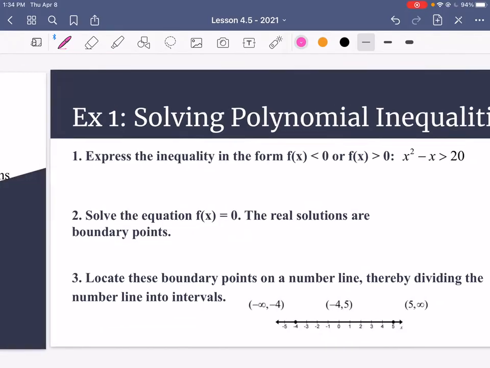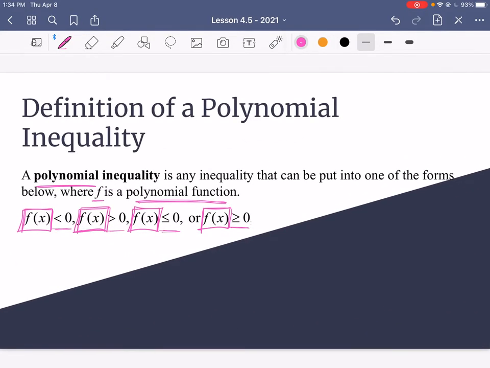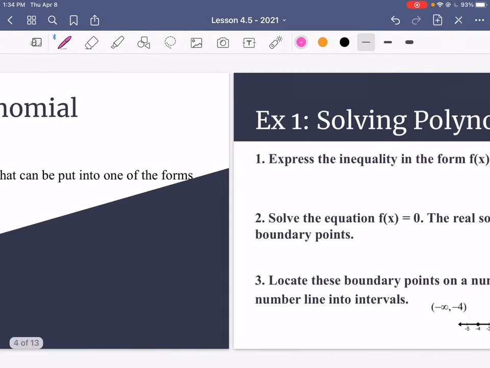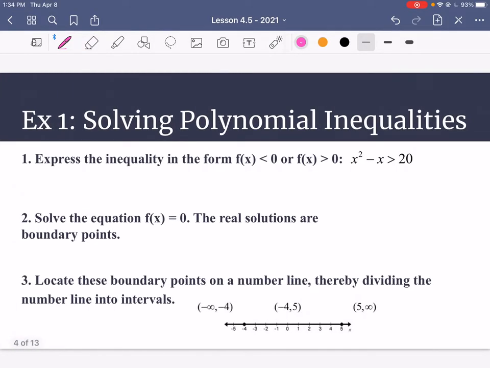So step number 1, just like I showed you back here, you want to get the polynomial on one side by itself and 0 on the other side. So that's exactly what step number 1 is. We want to get f of x, the polynomial, all on one side. So in this case, I would need to subtract 20 from the right side. I'd get x squared minus x minus 20 is greater than 0. Okay, so that is my polynomial right here, x squared minus x minus 20, and now it is nice and neat. It's in this form, 0's on the other side.